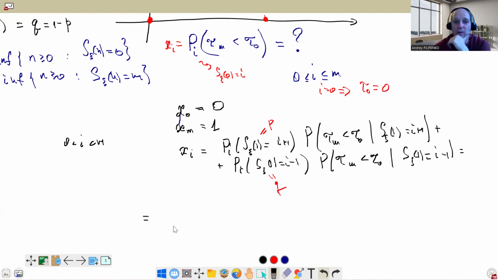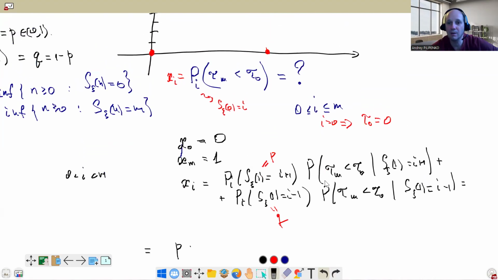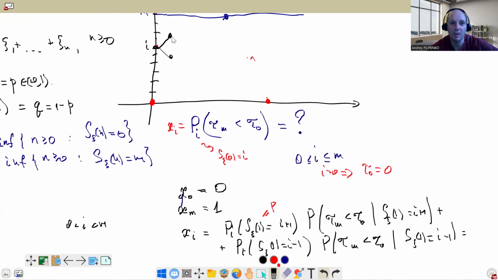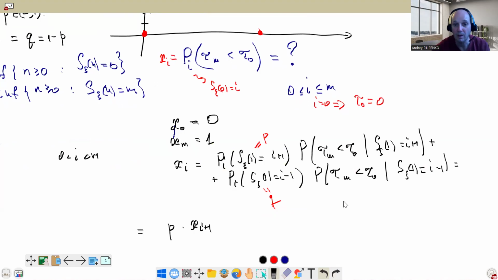So the sum is equal to p times, and now look, you start from I plus 1. Future steps are independent of the past steps. So this conditional probability is the probability we denote by x_{i+1}. We start from I plus 1, and then we wait until we hit m or 0. And this probability is the probability to reach m before 0, plus q x_{i-1}.